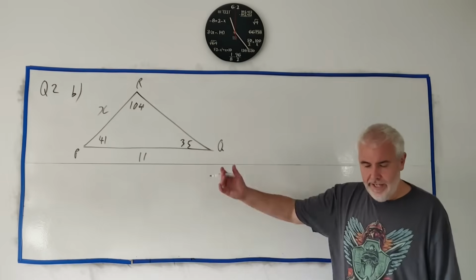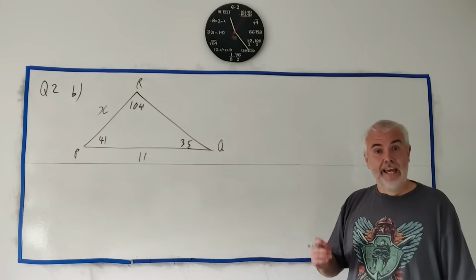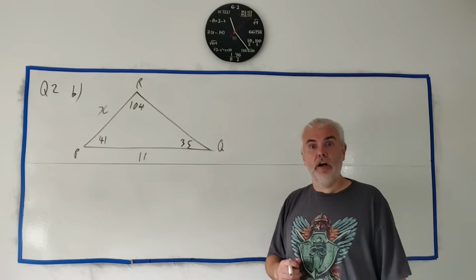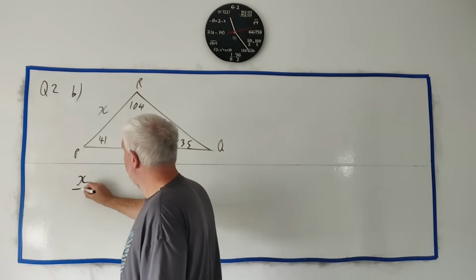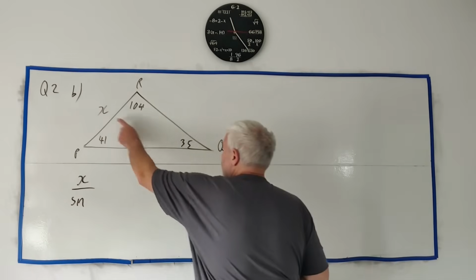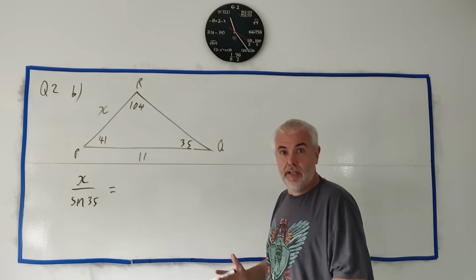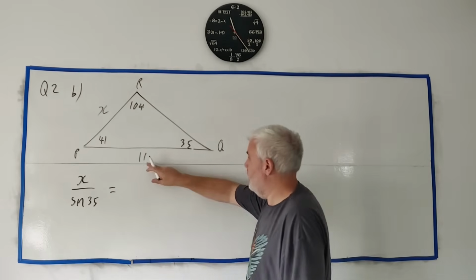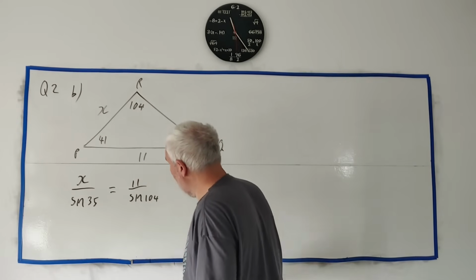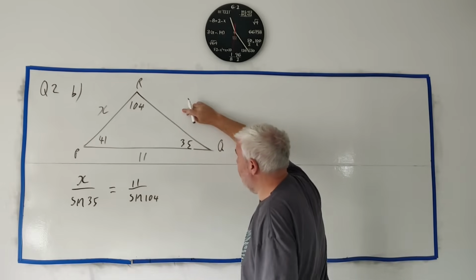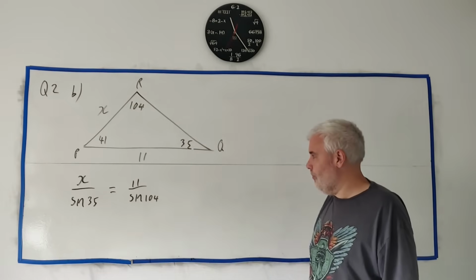So what is the sine rule? It is what we're going to use here, it is what will solve it. It's a length divided by sine of the opposite angle. So that means a length, for example, x, divided by sine of the opposite angle, that's this one down here, 35. And that will always equal another length divided by its angle, 11 divided by its angle, 104. If we knew this length here, this length divided by this angle would also work. We don't know that, so we're not going to use it.